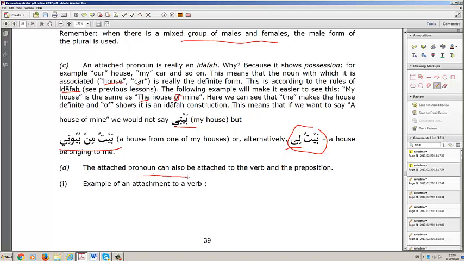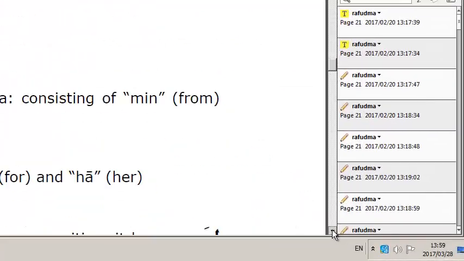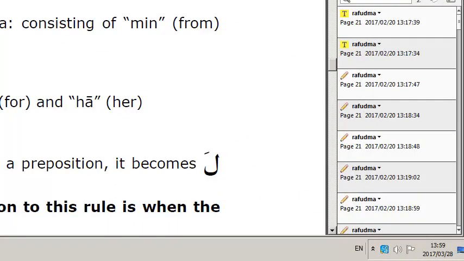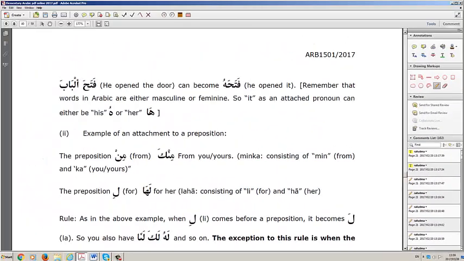So the attached pronoun can also be attached to a verb or preposition. For example, you have fataha. Fataha means to open. And fataha al-bab, he opened the door. And if you were to say he opened it, fatahahu. That al-bab there becomes the hu there. So an attached pronoun can also end as hu or ha.